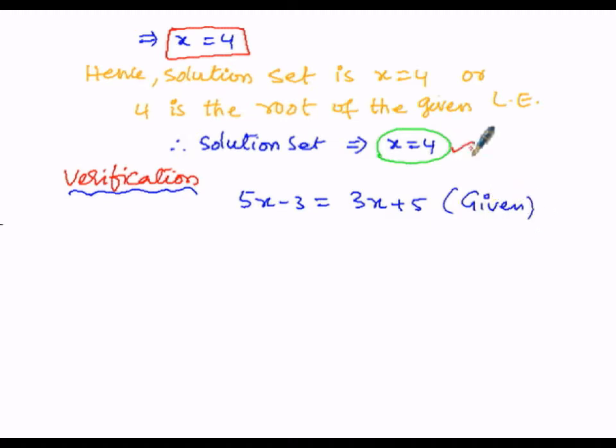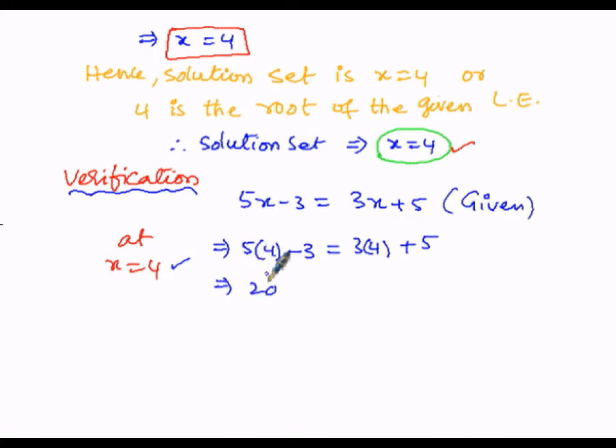So here at x equals 4, we have to replace x by 4 in the given linear equation. So that implies 5 into x must be replaced by 4, minus 3 written as it is, then that equals 3 into the x value 4, then plus 5 written as it is. So that implies 5 fours is 20 into bracket, minus 3, then that equals 3 fours is 12, then plus 5.